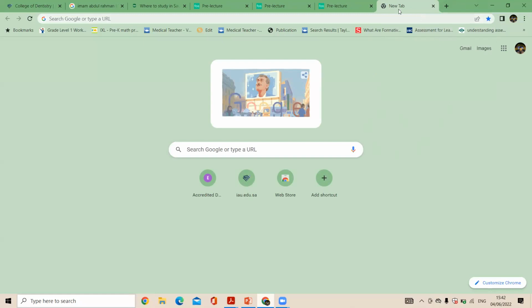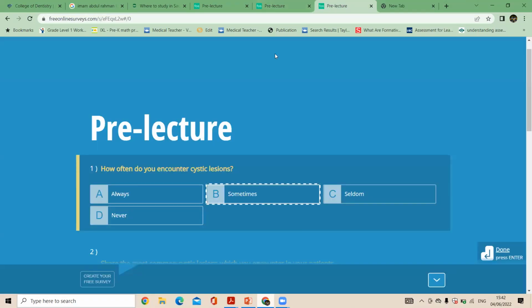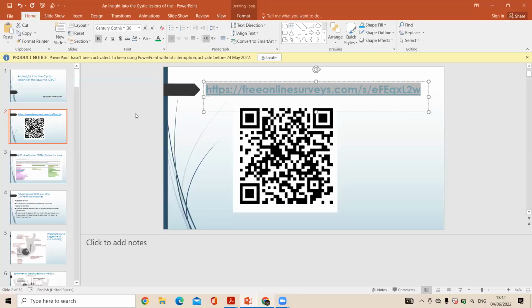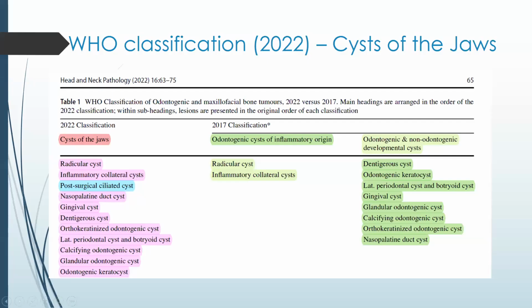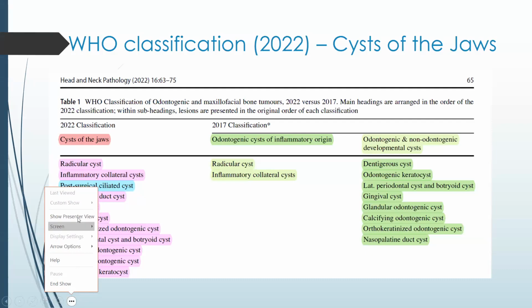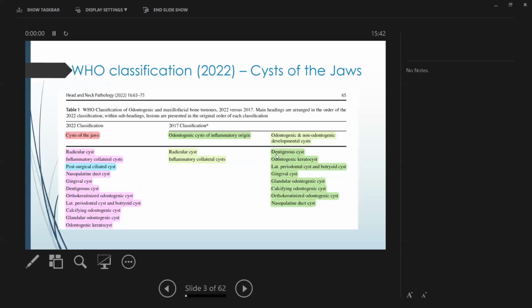Okay, so let's start the presentation and I'll let you know what exactly is the result of the survey. Today we are just going to go about the cystic lesions of the jaw. The questions were basically: which are the most common cystic lesions which you encounter in your clinics, and how often do you encounter them? That was the basic question, and I hope you answered. I will let you know the results in a while.